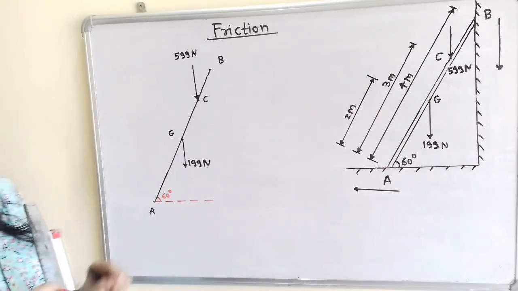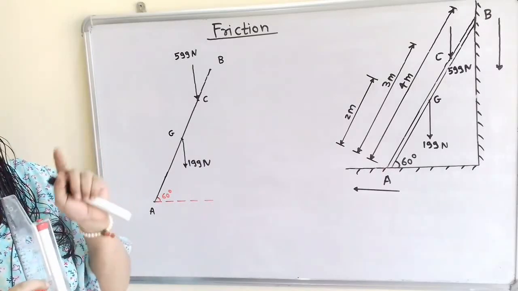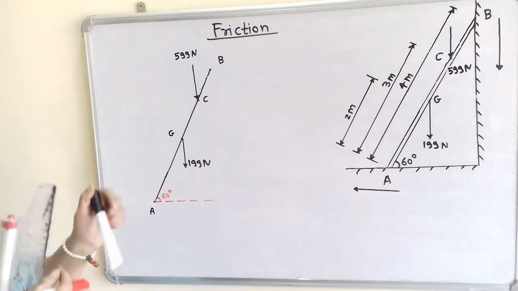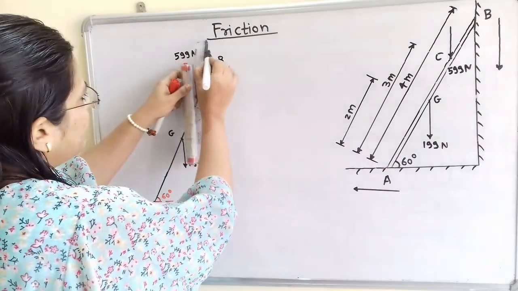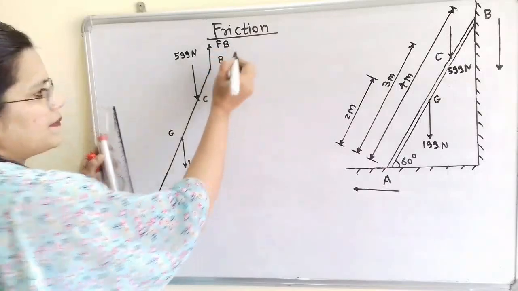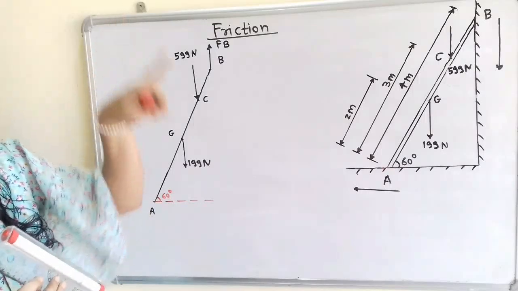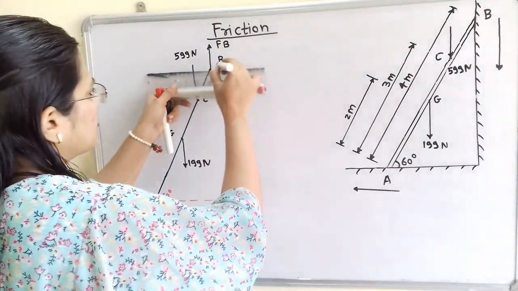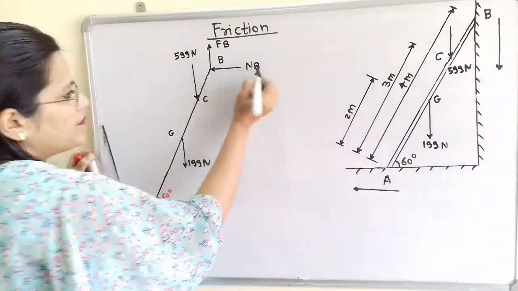Now the motion of the ladder at point B is in the downward direction, so the frictional force will act in the opposite direction. So we will show the frictional force at point B as FB in the upward direction. Now the normal reaction we have to show perpendicular to the surface. The surface is vertical, so the normal reaction is along the horizontal line, and that is NB.